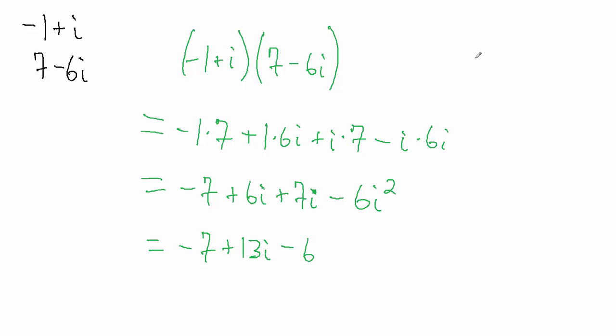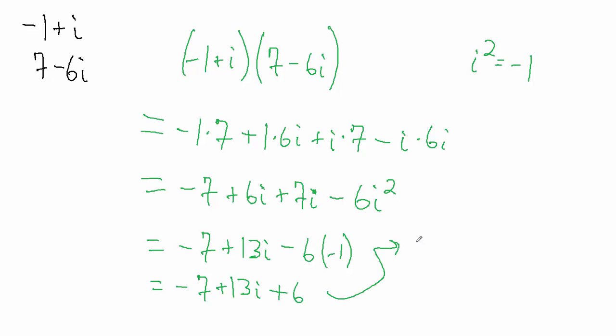Remember, i squared is -1. So this is minus 6 times -1, like that. So then this becomes -7 plus 13i minus 6 times -1, but minus 6 times -1 means plus 6. So then our final answer is going to be, well, -7 plus 6, what's that? That's -1. And then we have this plus 13i hanging out here by itself.